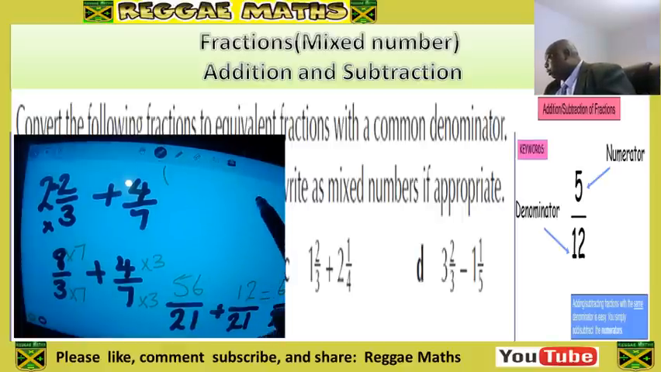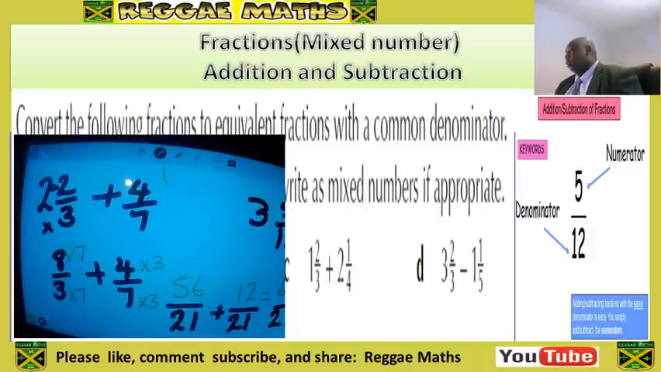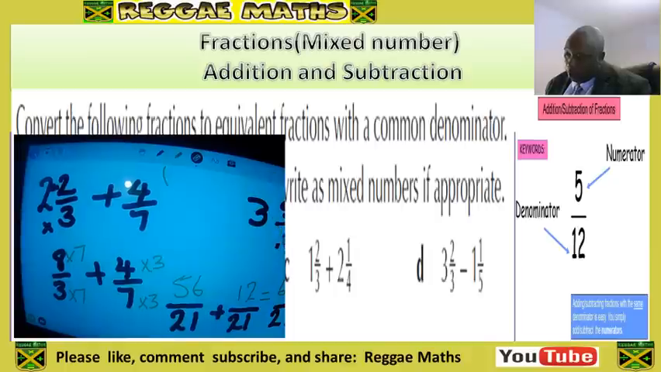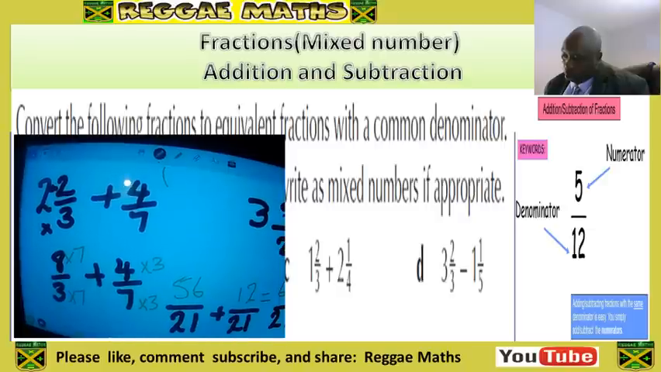if I put the answer up here, it's going to go in 3 times, and you're going to have a remainder of 5. So it's 3 and 5 over 21.